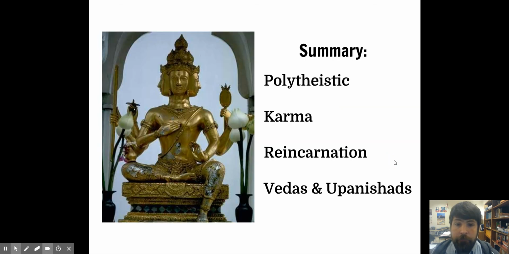So to summarize, Hinduism is a polytheistic religion. It involves trying to amass good karma, which you get by doing your jobs, by fulfilling the duties of your caste. And this can lead to reincarnation, rebirth in a better life with better social duties that you have to perform. And all of this is described in the sacred Hindu texts, the Vedas and the Upanishads.